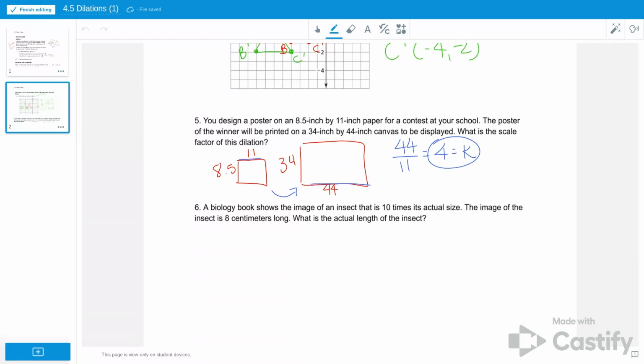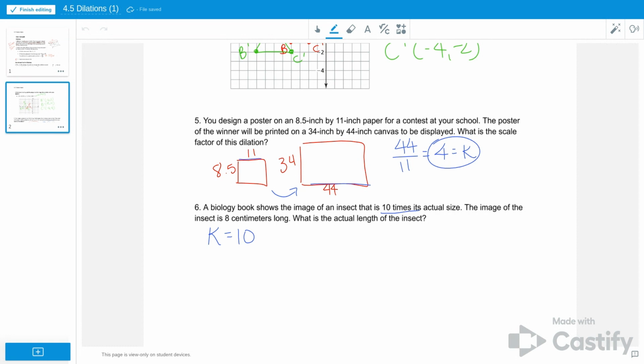And then the last one, a biology book shows the image of an insect that is 10 times its actual size. The image of the insect is 8 centimeters long. What is the actual length of the insect? So 10 times its actual size, that is your K value. So our K value is 10.